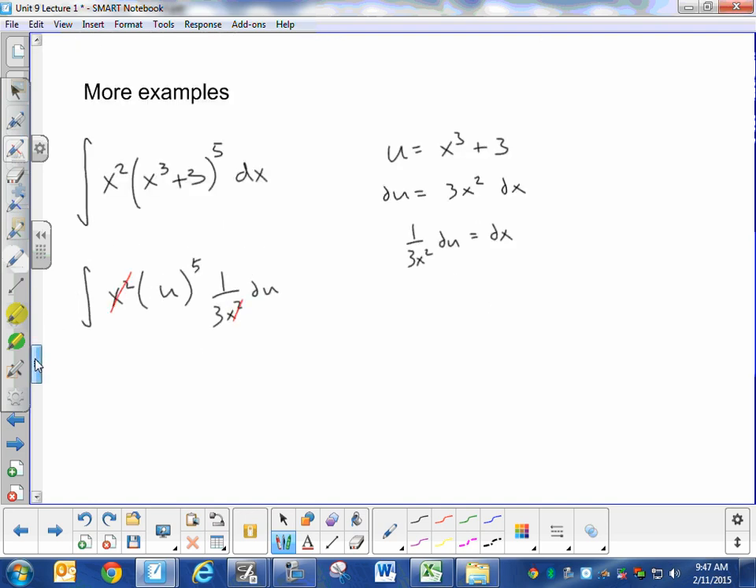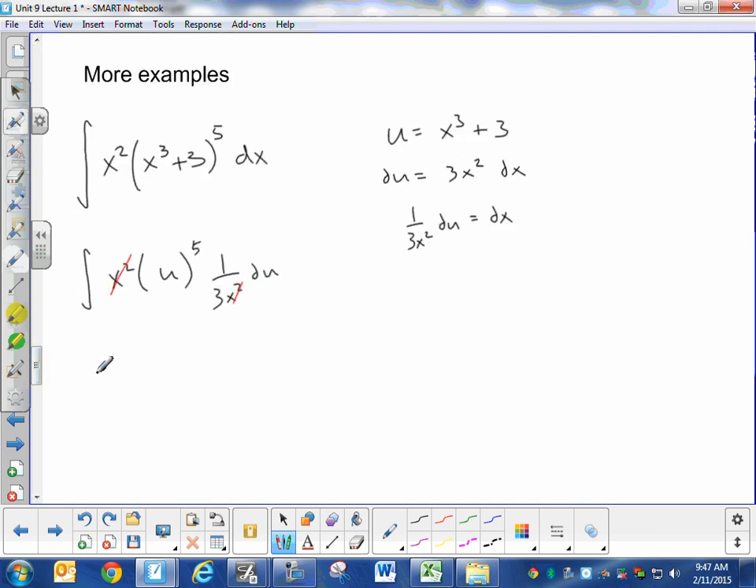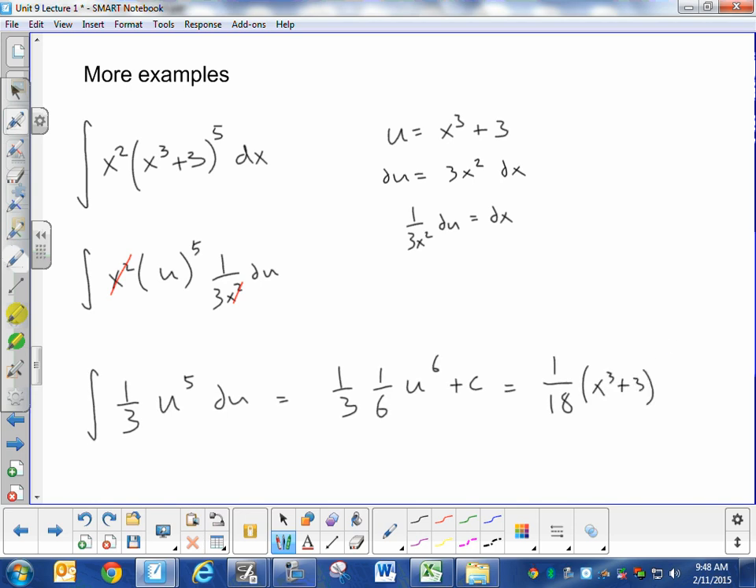giving me this simpler expression that I need to take the antiderivative of, which is 1/3 u to the 5th with respect to u. Well, that's going to be 1/3. Add 1, that's u to the 6th, times the reciprocal, that's 1/6. Multiply those things together, and that's plus a c, and I get 1/18 times x cubed plus 3 to the 6th plus a c.